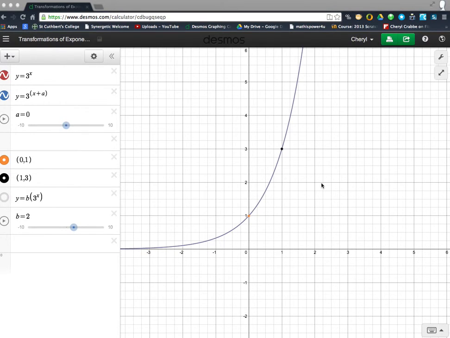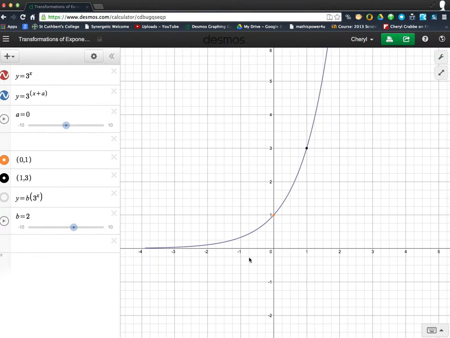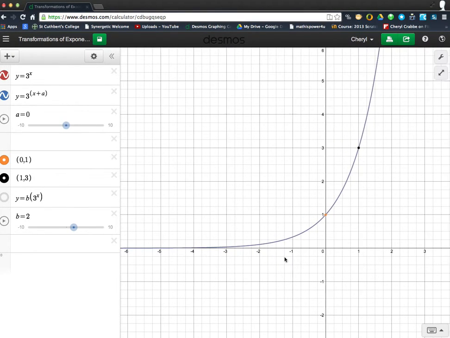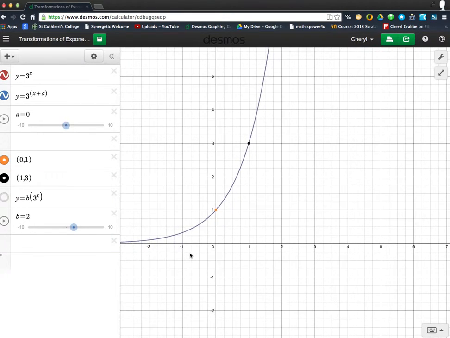Okay, we're going to take a look at transformations of the vertical and horizontal kind on an exponential graph. So we've got the basic graph y is equal to 3^x, and so we know that the points are (0, 1) and (1, 3). When we plot a graph like this by hand, points are really all we need, and we know that the x-axis is the asymptote here, and so that doesn't change.